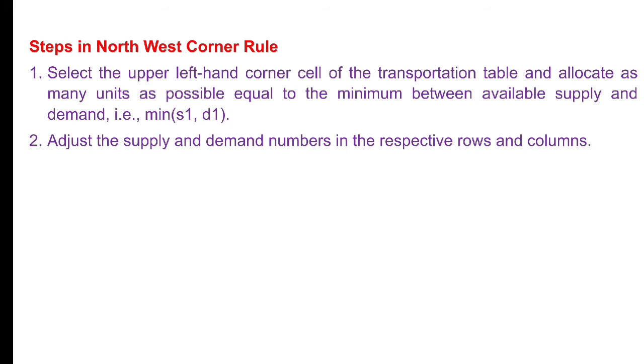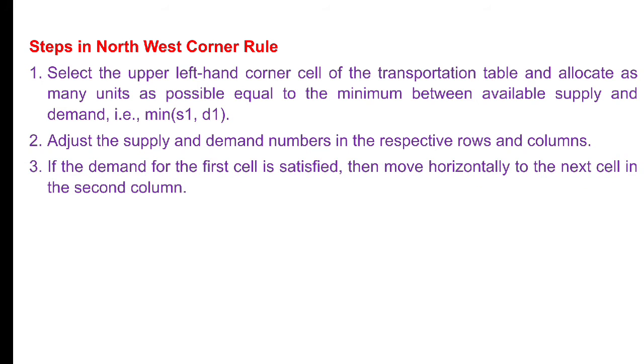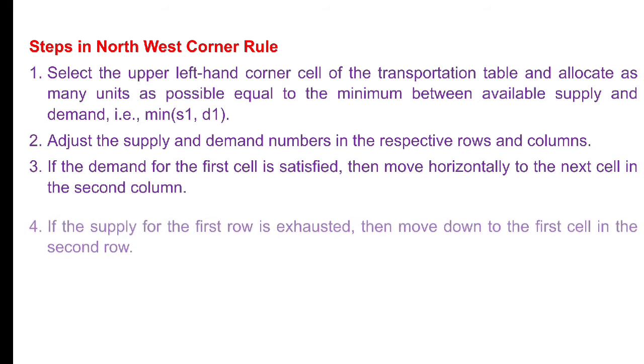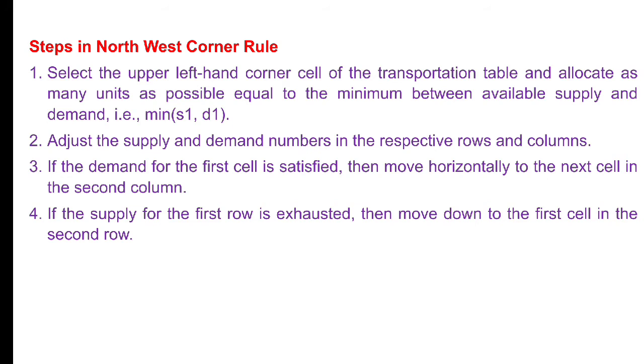If the demand for the first cell is satisfied, then move horizontally to the next cell in the second column. If the supply for the first row is exhausted, then move down to the first cell in the second row. So what does that mean? When a row is completely over, go to the next row. First row is completely over, the second row should go. Second row is over, third row. Similarly, when a column is over, go to the second column. Second column is over, third column. That is the meaning of that.